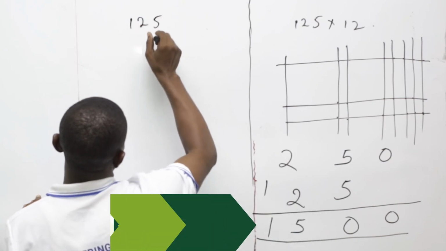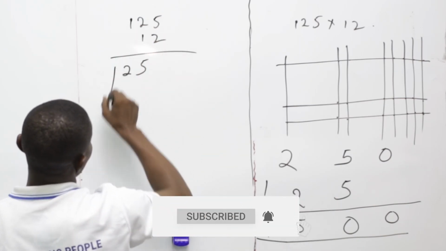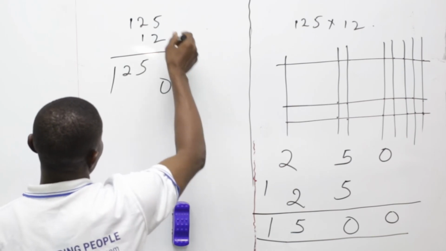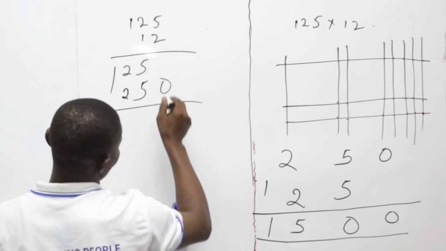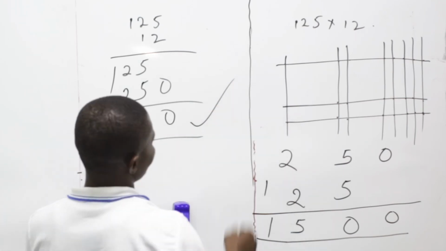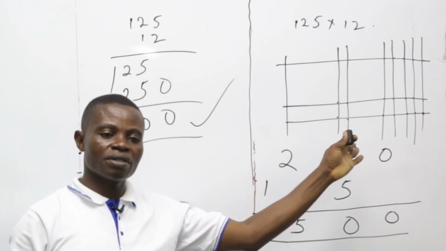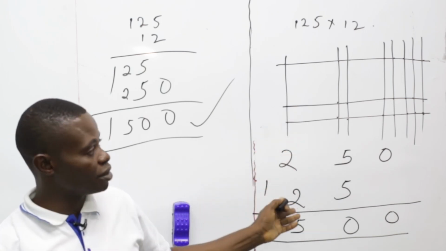1, 2, 5 times who? 12. Let's go. This is 5, 2, 1, 2. This is 10. Carry 1. This is 4, 5. This is 2. You multiply to give us what? This is 0, 0, 5. What do you see? 1,500. Check out the magic stick and see how you can handle it.